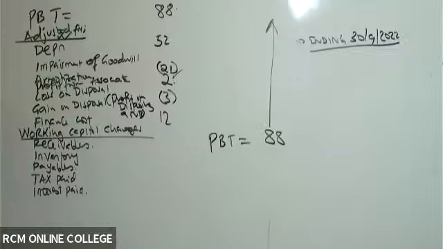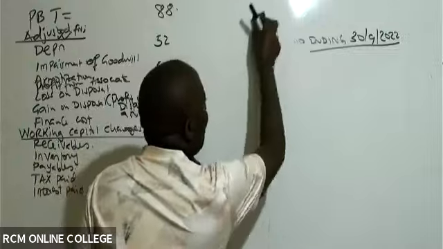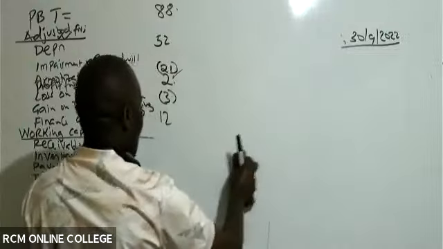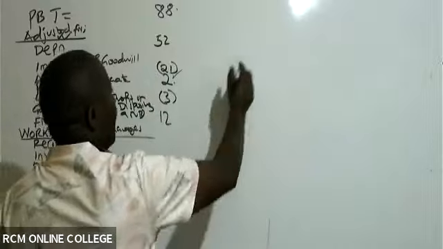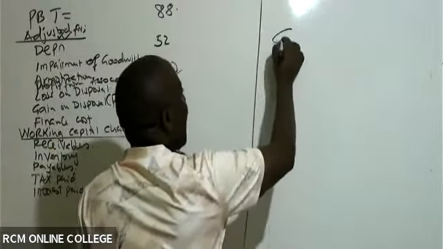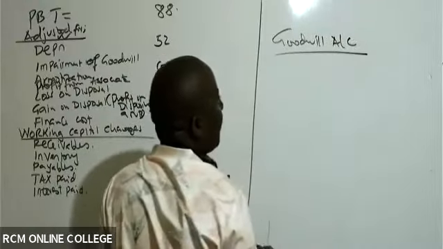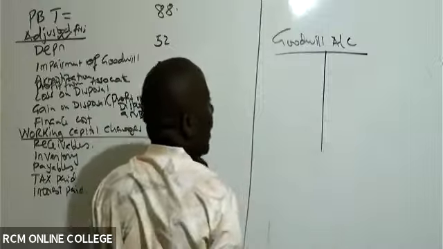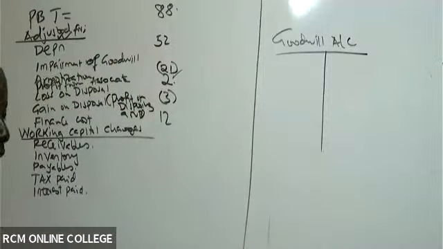From there, we shall be able to go to impairment of goodwill. Impairment of goodwill, you track the goodwill account. If you wish, you can do the T accounts, but of course, as you get used to this, you shall avoid T accounts. So, goodwill account.